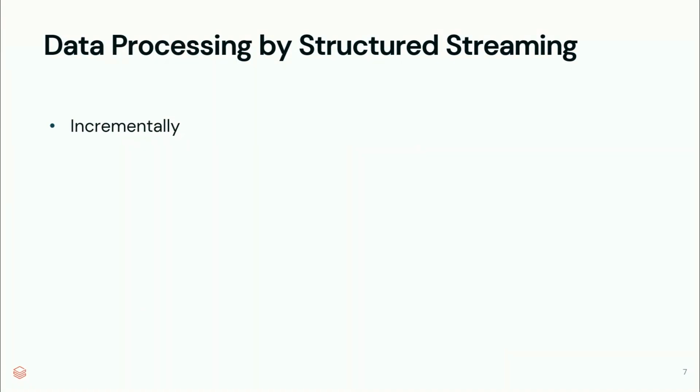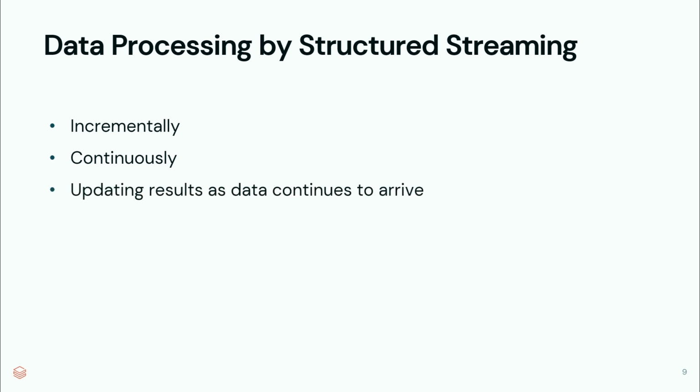It also mentions several characteristics. It processes data incrementally, which means as soon as some data comes, we process it. It runs continuously and never ends: new data keeps coming and we process it. And we update results as data continues to arrive. We don't wait for the end. As soon as we have data, we output it. Just remember: fault tolerant, scalable, incremental, continuously updating as data arrives.